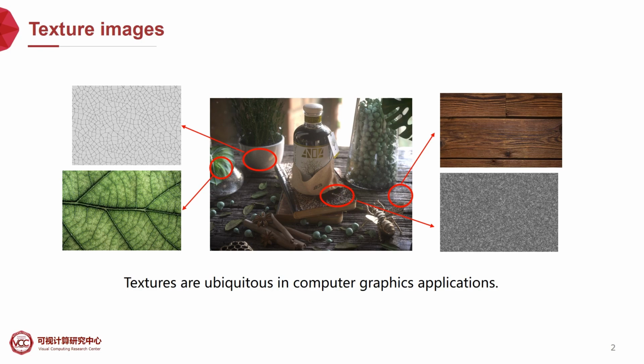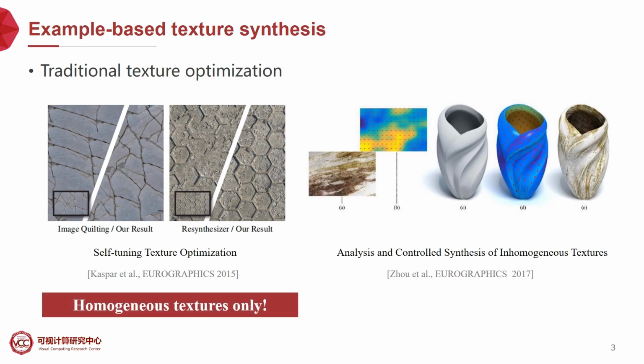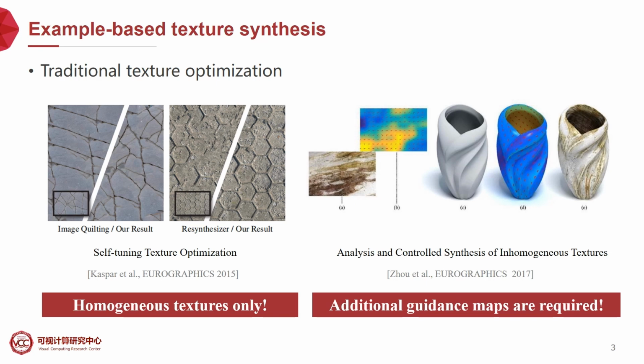Textures are ubiquitous in graphics applications. Traditional example-based texture synthesis can only handle homogeneous textures. For inhomogeneous textures, additional guidance maps are required, which are not trivial for users to specify.